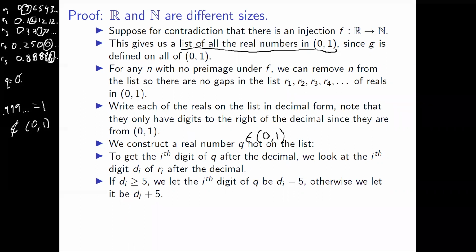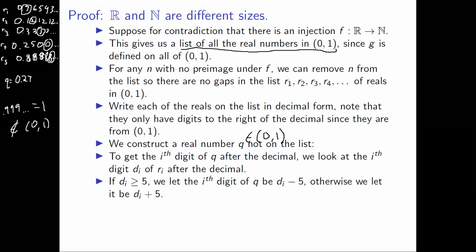So let's see what this means for our Q here. So first, with R1, the way I've written it, the first digit of R1 is a 7. So we have D1 equals 7. That means D1 is greater than or equal to 5. So we'll let the first digit of Q be D1 minus 5. D1 is 7, so D1 minus 5 is 2. So we got 2 right there. Okay, the second digit of Q, we need to look at the second digit of R2. Second digit of R2 is 2. That means that D2 is 2. So D2 is less than 5, which means that we'll let the second digit of Q be D2 plus 5. So we get a 7 there.